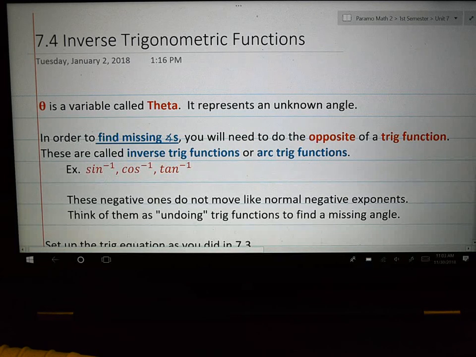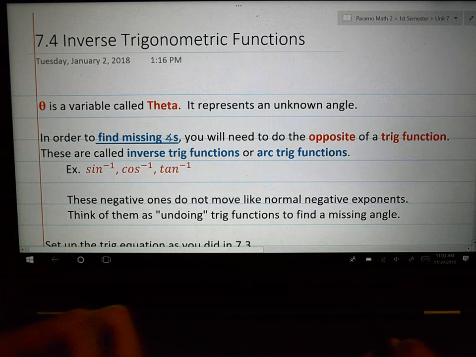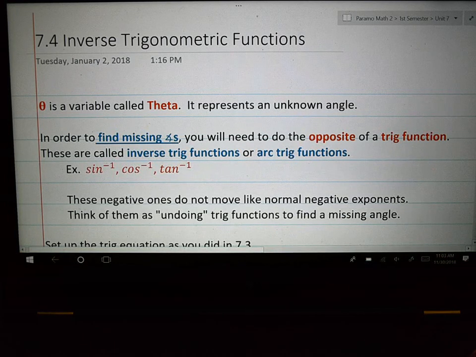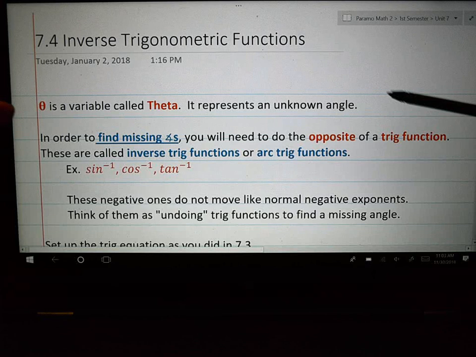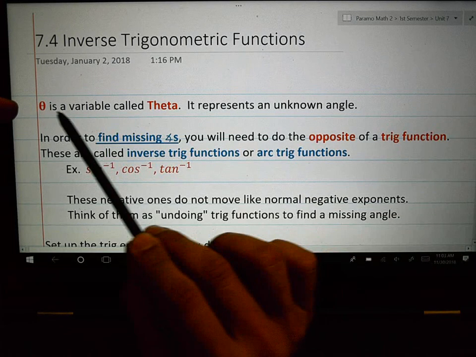In 7.4, you're going to feel like you're doing every single thing the same that we did in 7.3. The biggest difference is now instead of us trying to find an unknown side length with trig, with SOHCAHTOA, now we're going to be finding missing angles. And in order to help you realize that we're looking for an angle, we're going to use a different variable, a variable you are not used to.